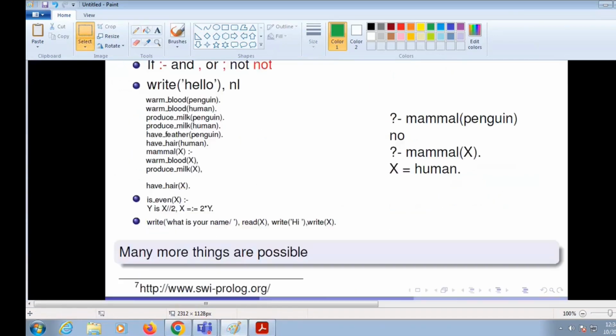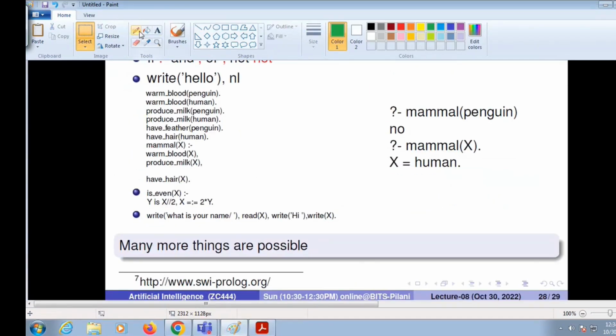Now this is a function that tells mammal X. Mammal X means X is a mammal. So what are the properties it has? Dot actually says that the function starts from here and ends over here. So I have given a function mammal X. This function says warm-blooded X. If I want to ask mammal anything, that particular thing should be warm-blooded, should produce milk, and have hair.